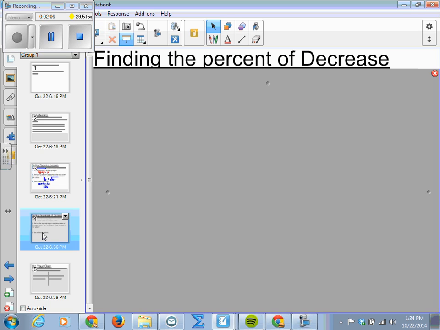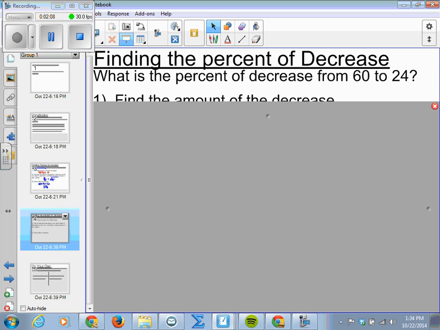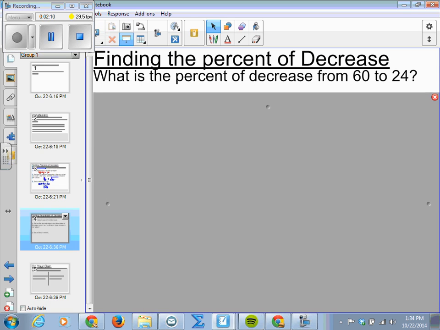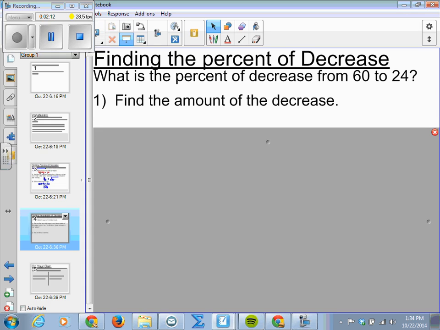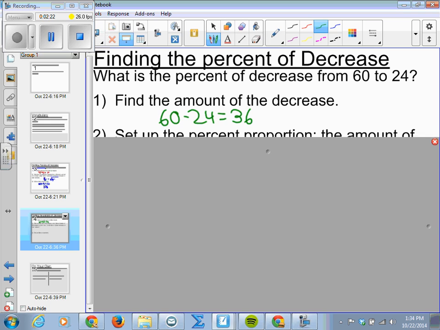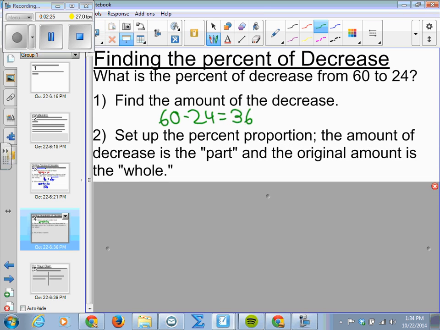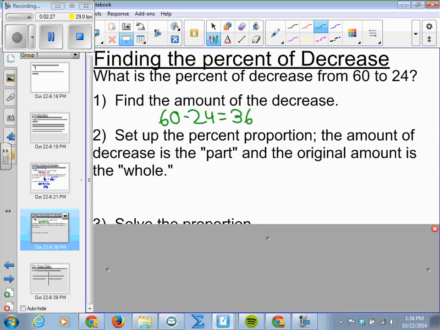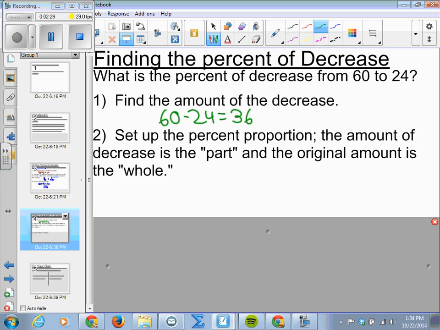Next, we have our percent of decrease. So find the percent of decrease from 60 to 24. Step 1, very similar to the last one. Find the amount of decrease. So 60 minus 24 equals 36. And again, set up our proportion. Amount of decrease is the part, and the original is the whole.